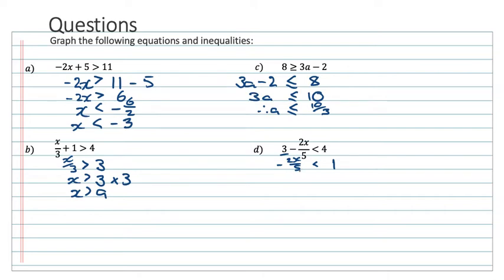Getting rid of this fraction, we're going to multiply both sides of the inequality by 5. So that will be 5. This will be negative 2x. And getting rid of the coefficient of negative 2x, we're going to divide both sides of the inequality by negative 2. Thus x is greater than 5 over negative 2.